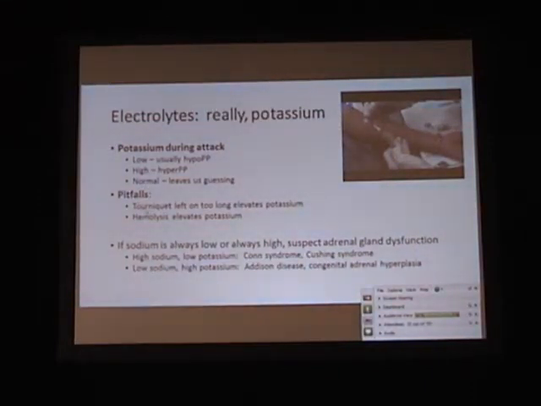That's the pitfalls, and Don Anderson had mentioned this earlier or yesterday. Potassium might elevate falsely, which will screw up the hypo diagnosis if you're in an attack and they leave the tourniquet on too long, which elevates potassium, or you have hemolysis where the blood cells break, and the potassium will go high. So if you're 3 in an attack and you have this slight deviation and now you're 3.6, they're going to be like, well, potassium's normal. And that throws them into a whole different differential diagnosis than what we were talking about. If the sodium is always low or always high, you have to suspect some adrenal gland dysfunction, either too much aldosterone or too little aldosterone.